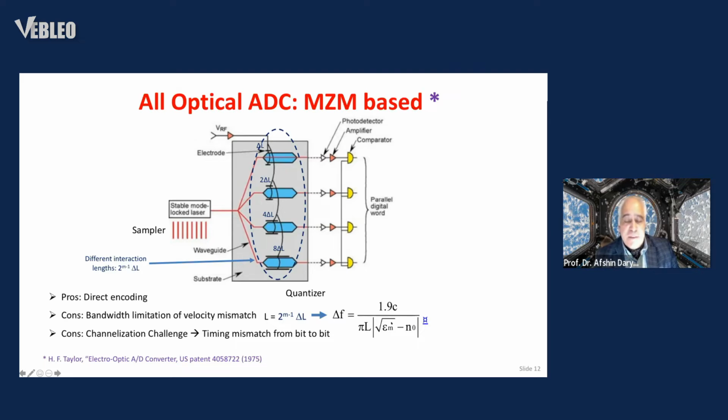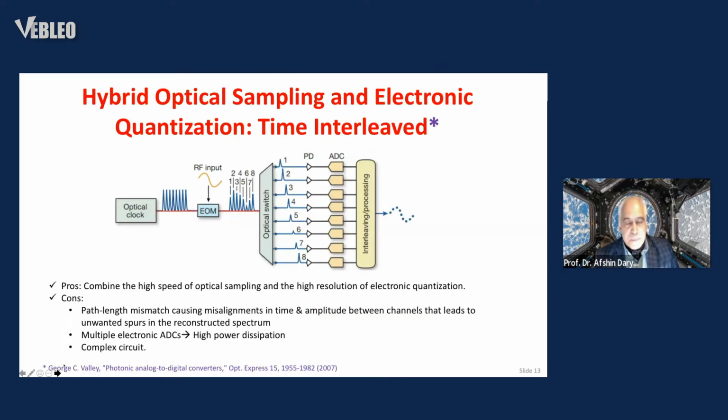The difference between the velocity of the radio frequency signal traveling along the electrode and the speed of the optical wave traveling along these electrodes in the optical waveguide will limit the bandwidth. Therefore, this is a major problem: you're going to have a bandwidth limitation very early on, and you cannot achieve more than a few bits of resolution.